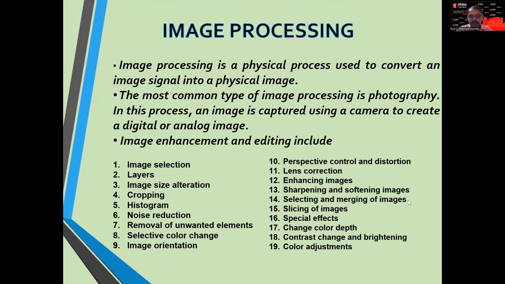Image processing. It is a physical process used to convert an image signal. The most common type of image processing is photography. In this process, an image is captured using a camera to create a digital or analog image. Image enhancement and editing includes image selection, layers, image size alteration, cropping, histogram, noise reduction, removal of unwanted elements, selective image orientation, perspective control and distortion, lens correction, enhancing images, sharpening and softening images, selecting and merging of images, special effects, change color depth, contrast, image brightening, color adjustments.